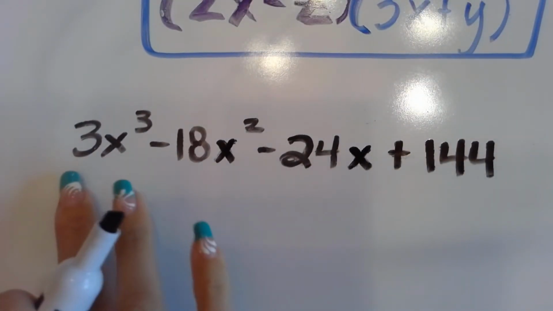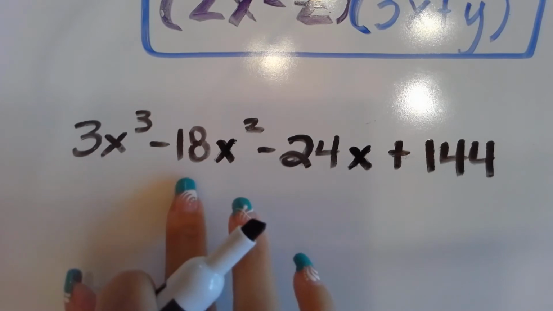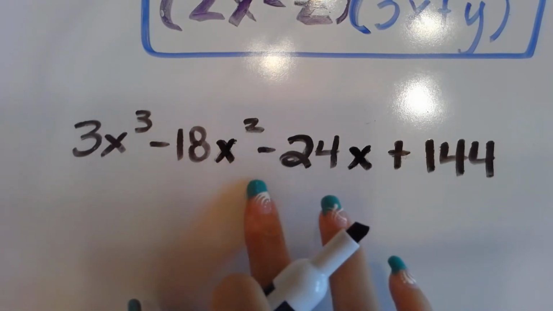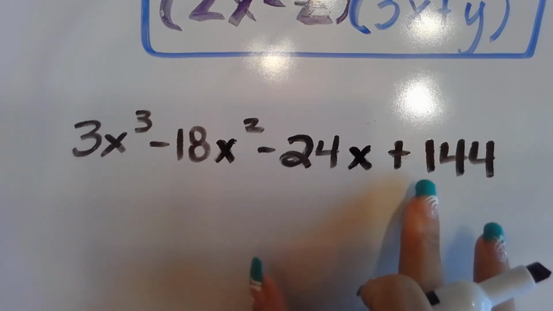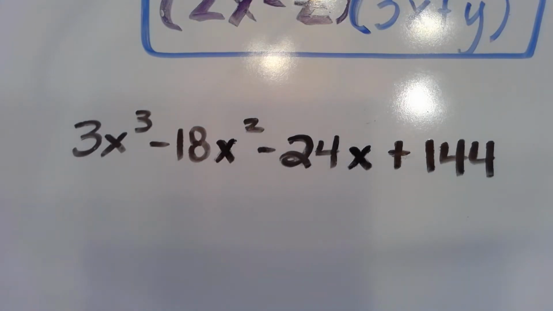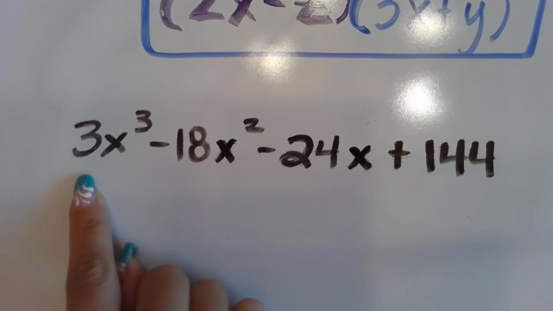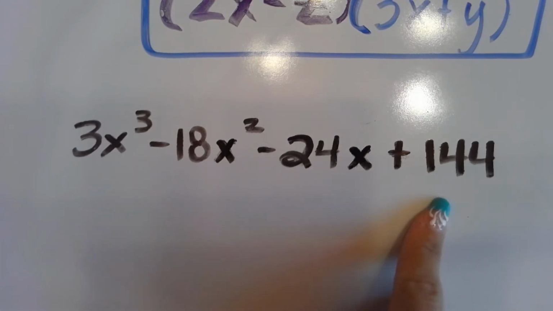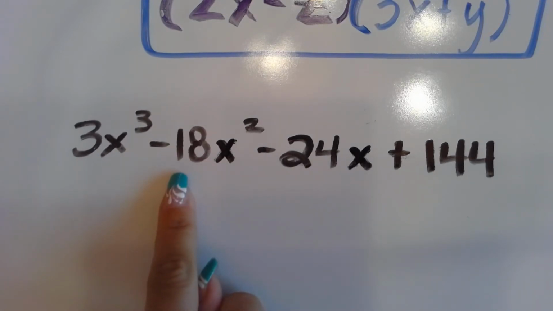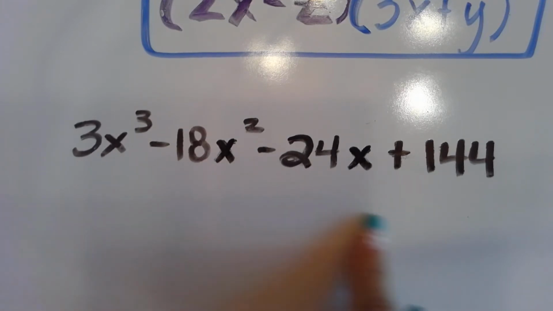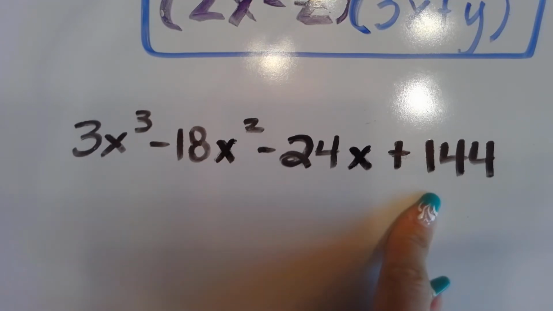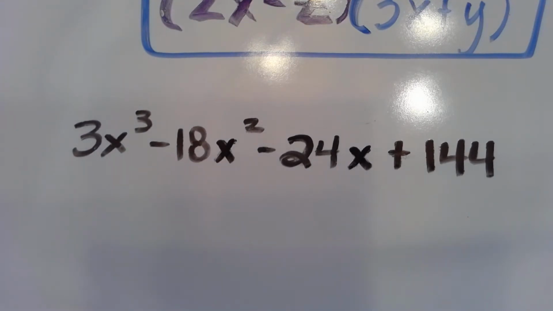We have 3x cubed minus 18x squared minus 24x plus 144. Okay. Now, let's start by looking. Do we have a GCF? Is there a number that can go into 3, negative 18, negative 24, and 144? Yes, there is. So this is one case where we can go ahead and pull out our GCF, okay?